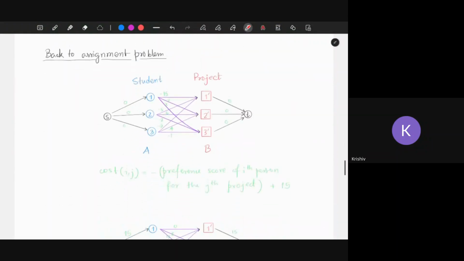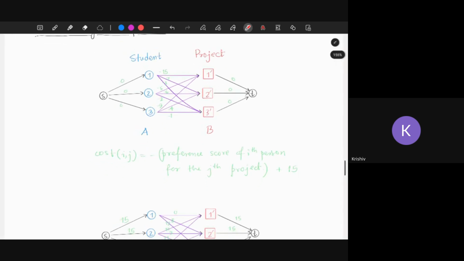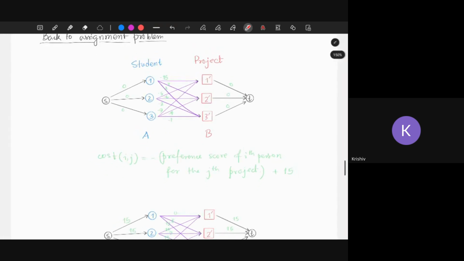Now let's go back to our assignment problem. We had the set of students and the projects, and their preferences according to the preference score. What we do is take the cost to be the negative of the preference score plus the maximum of whatever the preference score was. This becomes negative.